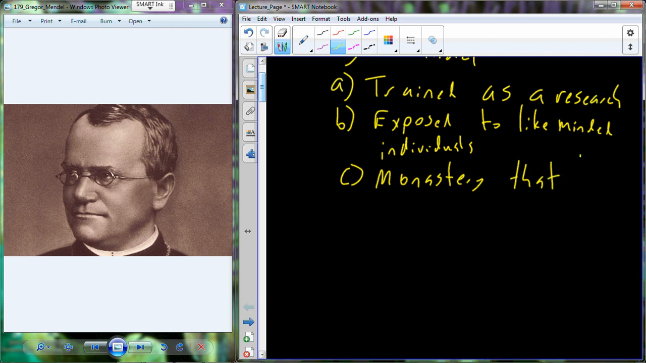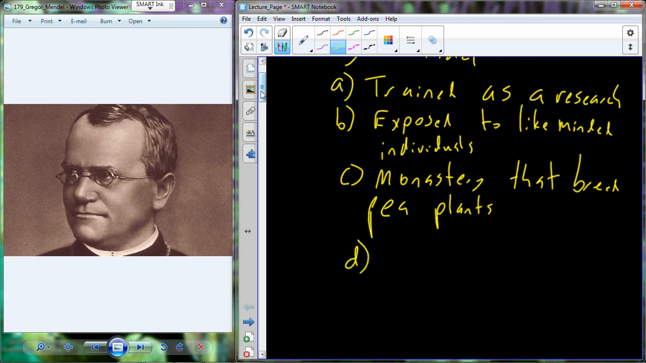Let's breed peas. It just happened to be that the monastery he was placed in also had a pea garden. He could have been in the monastery the next town over, and we might not have had classic genetics. It was just random happenstance, an assignment at this particular monastery with pea plants. And they bred pea plants at this particular monastery.